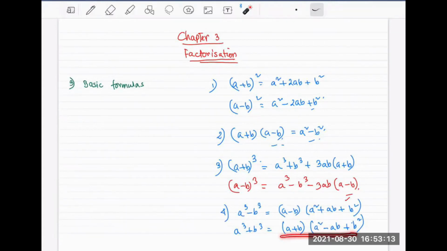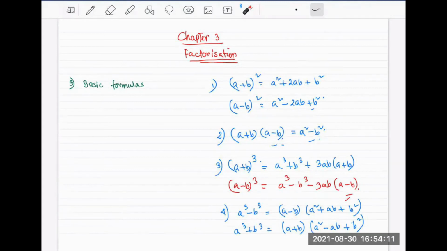Just remember for this one, a cube plus b cube is expressed as a plus b, whole bracket, a square minus ab plus b square. A square, b square are there, both of them with plus sign. But the term ab, if this sign is plus, this sign here is minus. If there is minus sign, this sign here will be plus. The other terms are the same. If there is minus sign, then there will be a minus b in the front. If there is plus sign, there will be a plus b in the front. All right. So for minus, the sign here is plus. For plus, the sign here is minus. Terms remain the same.